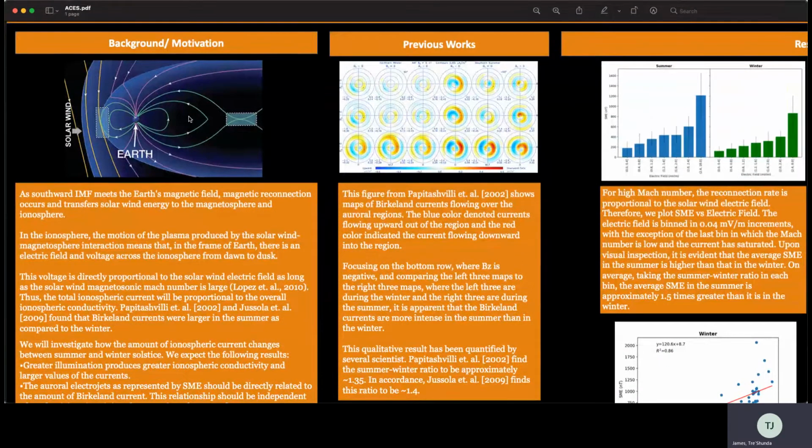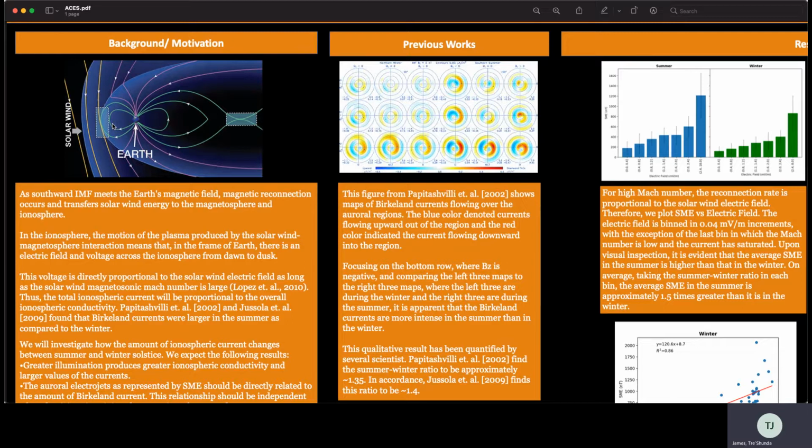Magnetic reconnection occurs when the solar wind from the sun, or southward IMF, meets the Earth's magnetic field. And that happens here in the shaded gray box. During this process, a voltage is created across the ionosphere, and this voltage is directly proportional to the Earth's magnetic field. And this voltage allows for a conducting ionosphere, which then can give rise to flowing currents in the ionosphere.